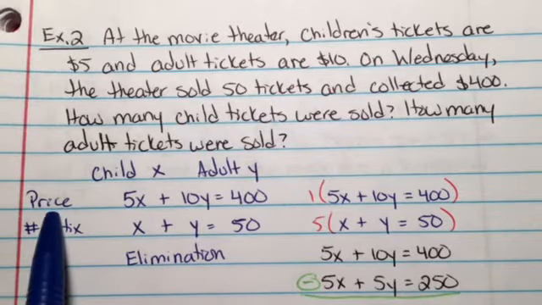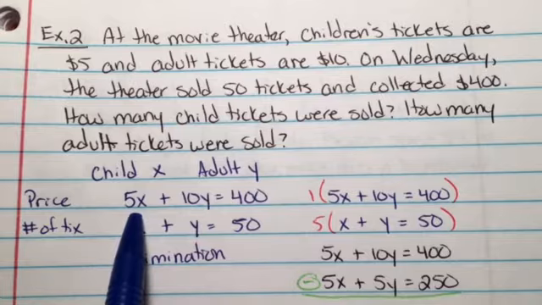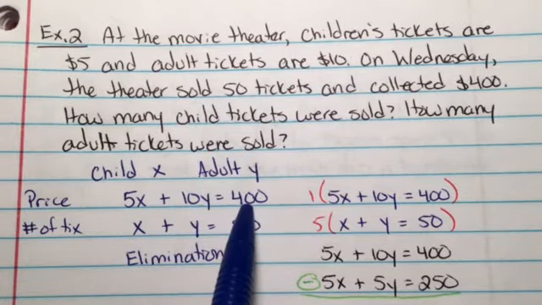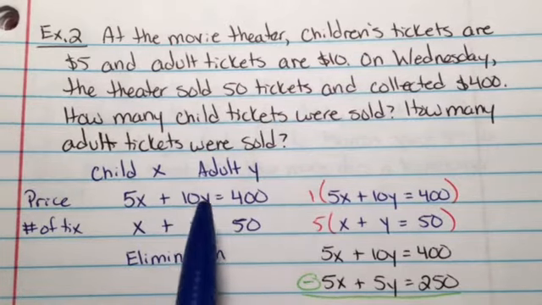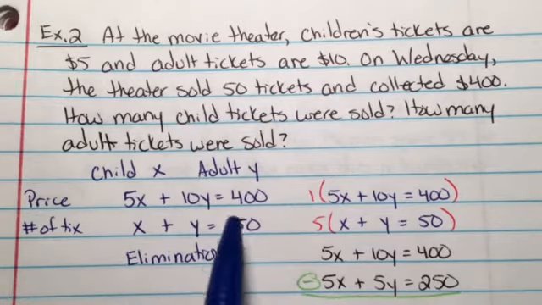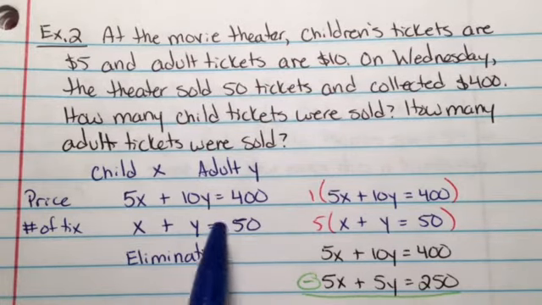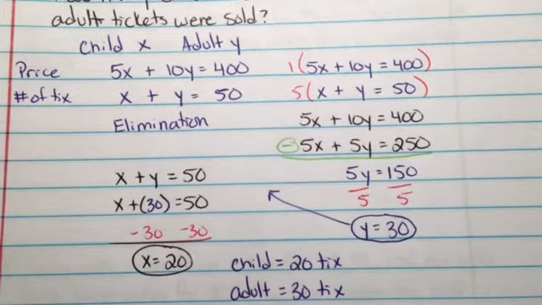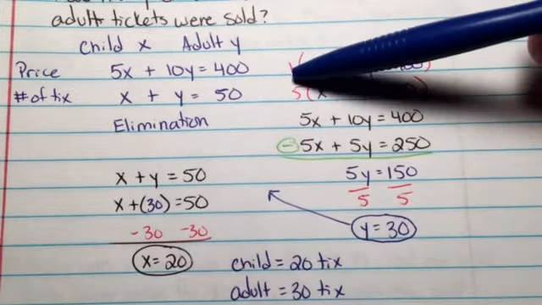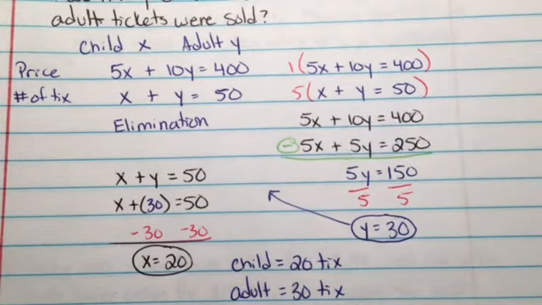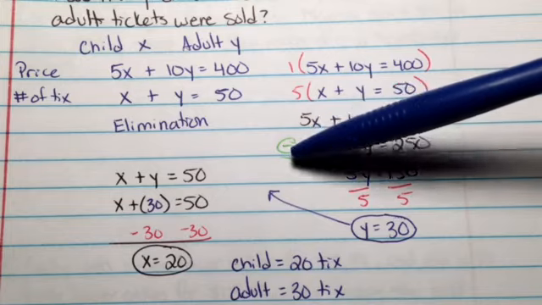First, we're going to talk about the price. $5 for a child ticket, $10 for an adult ticket, $400 was collected. How many tickets each? We don't know. x children's tickets, y adult tickets, 50 total. Solve by elimination. Multiplying because we don't have a match or an opposite. We get these 2 new equations. I now have a match, so subtract.